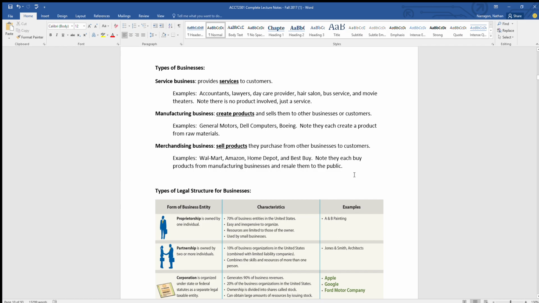The little thing that we got here is you do have to know types of businesses. We're going to focus on a few of these businesses as we go. One is known as the service business, which provides services to customers. So anything that's intangible, you would say. Something that we cannot really feel and touch. So accountants, lawyers, daycare providers, hair salons. Again, you can touch your hair, but are you actually cutting your own hair? No, can you touch that? So anything that provides a service is known as a service business or service industry.